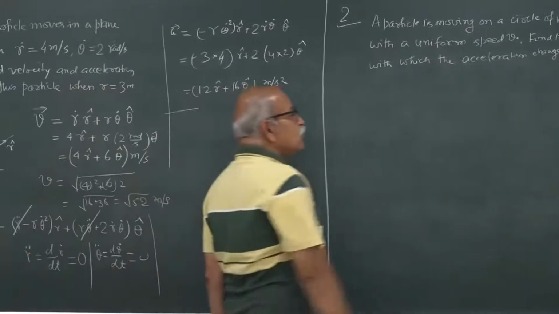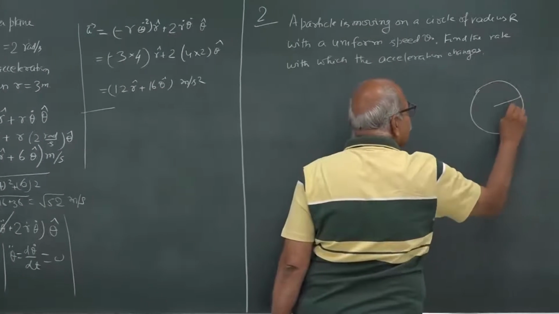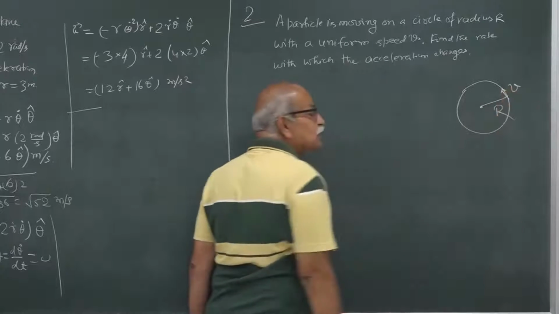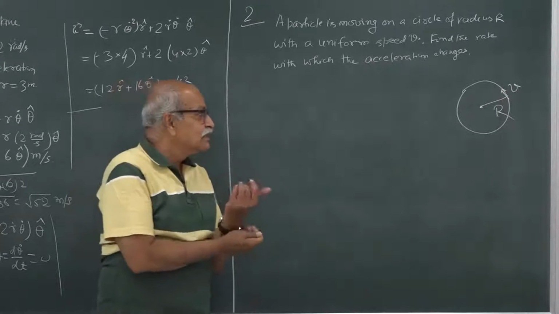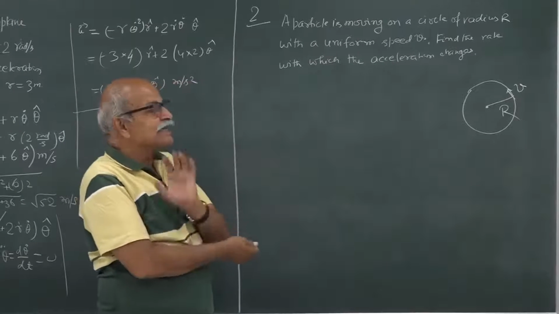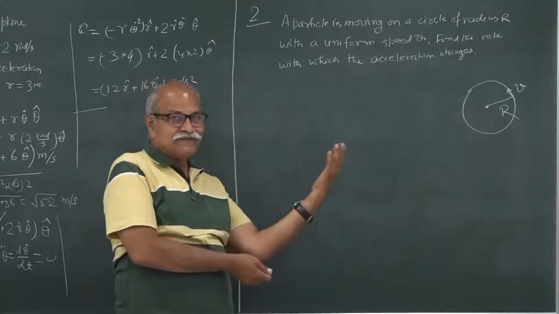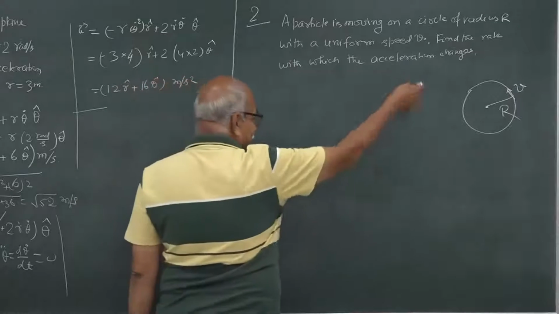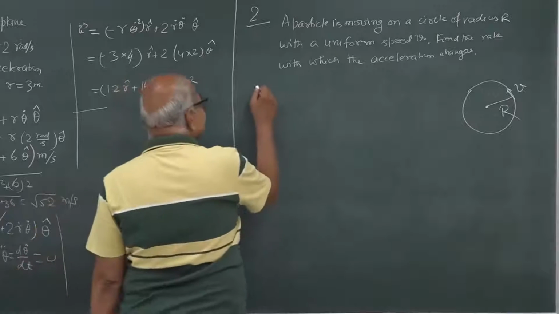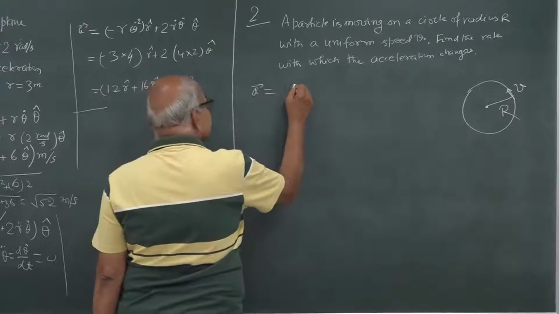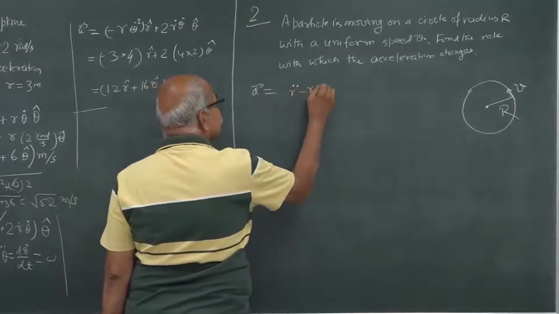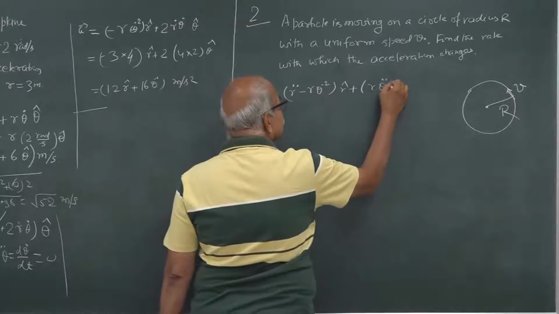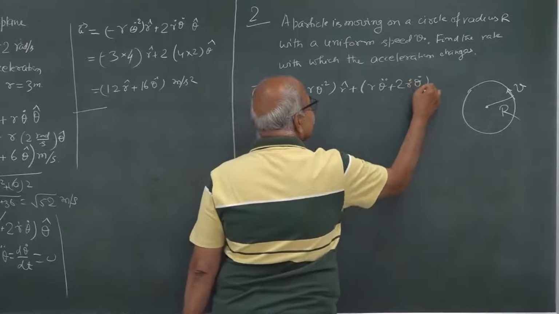So, a particle moves on a circle of radius capital R with a constant speed v, uniform circular motion. You have done it in standard 11, and you know what the acceleration is. The acceleration is towards the center and is minus v square by r. You can also write the acceleration as (r double dot minus r theta dot square) in r cap direction, and (r theta double dot plus 2 times r dot theta dot) in theta cap direction.